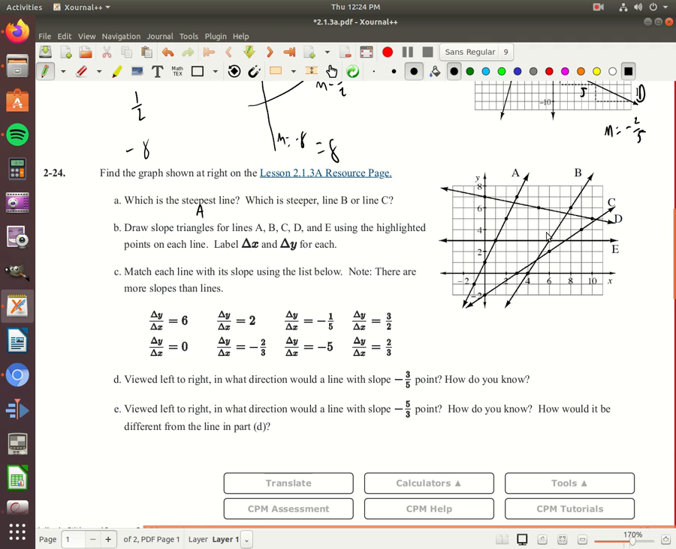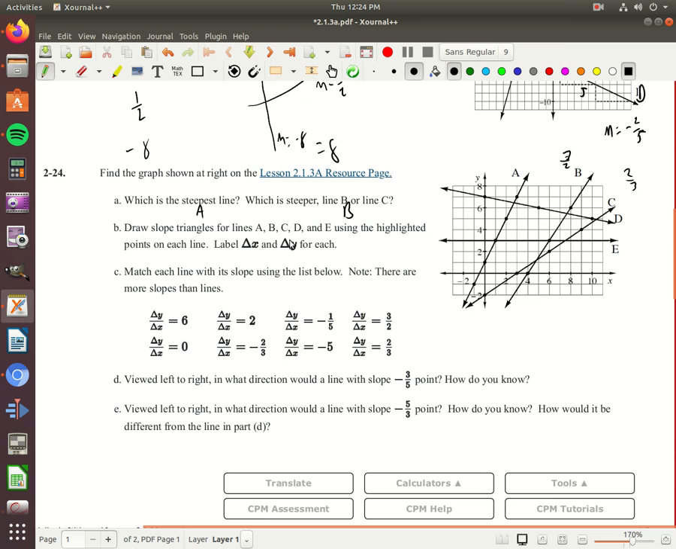Which is steeper, B or C? Well, B goes up 1, 2, 3, and over 2. So that's 3 over 2. And C goes up 1, 2, and over 3. So it definitely looks like B is the steeper line.